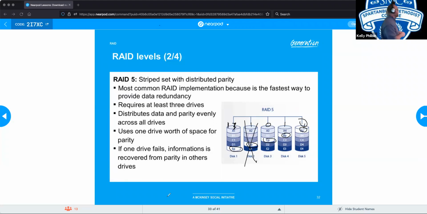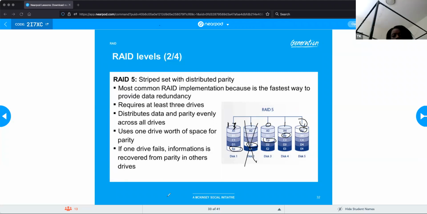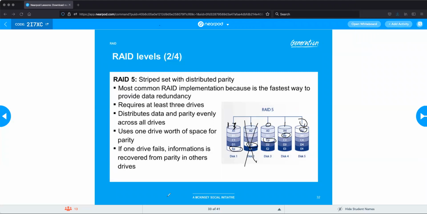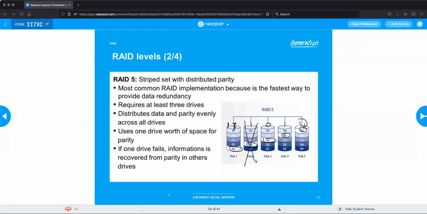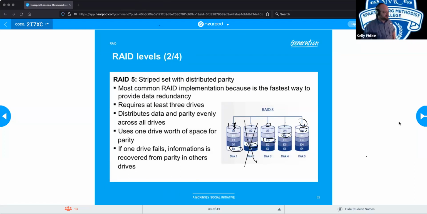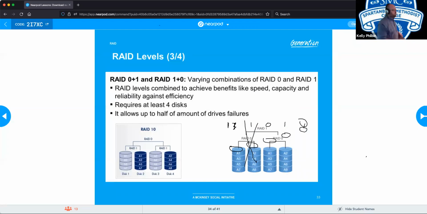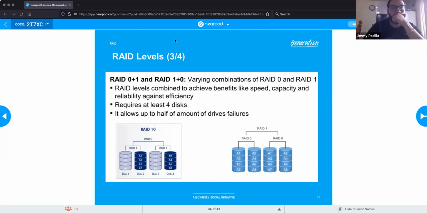What's our minimum drives for 1? 2. What's our redundancy? One drive. And the nickname for 1 is? Mirroring or duplexing. Very good. All right, RAID 5. What's the nickname for that one? Striping with parity. What's our minimum drives? 3. What's our redundancy? 1.